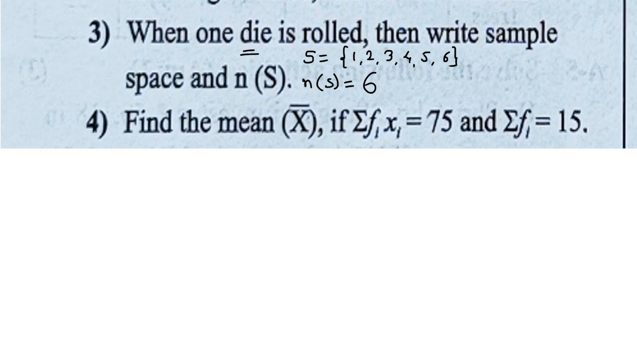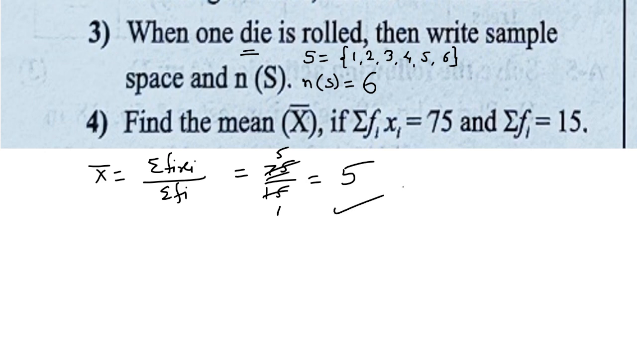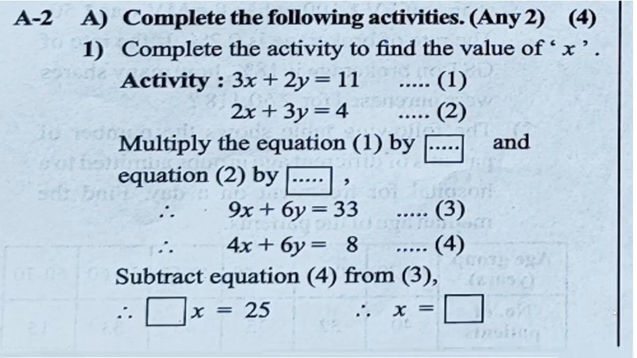Find the mean, that is x bar. The formula for x bar is sigma fi xi divided by sigma fi. Sigma fi xi is given as 75 and sigma fi is given as 15. 15 multiplied by 5 is equal to 75. Therefore x bar is equal to 5. You will get the answer. Don't waste too much time on such small questions for 1 mark. Let us go for the second activity or second question.